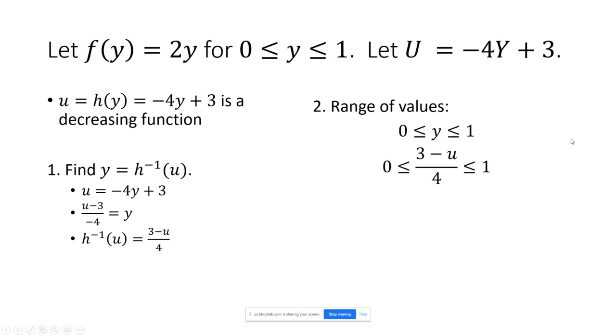All right, so here we have (3 minus u) over, sorry, oh, right, I inverted it. Over 4 is between 0 and 1. So 3 minus u is between 0 and 4. So negative u is between negative 3 and 1. And then remember that when we multiply an inequality by a negative number, we invert the direction of the inequalities. So we get that positive u is between negative 1 and 3.